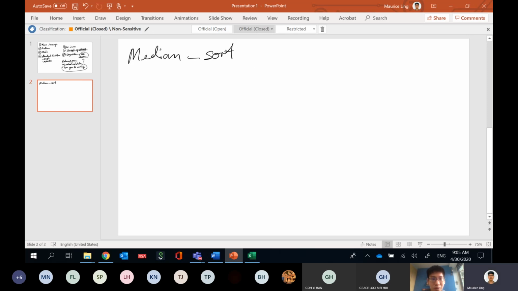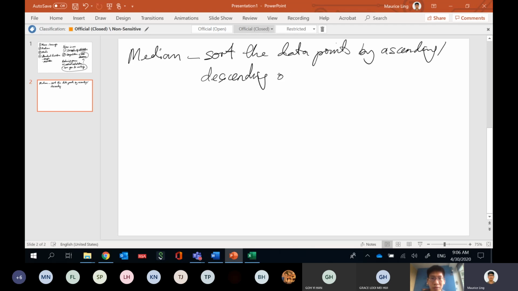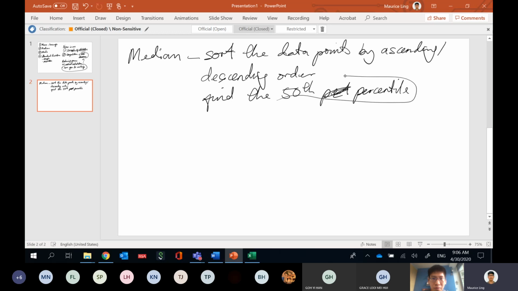Okay, so basically median is you sort the data points by either ascending or descending order, it doesn't matter. The second part is you find the 50th percentile, the middle number. So that's it. Median is actually the 50th percentile of a sorted data set.